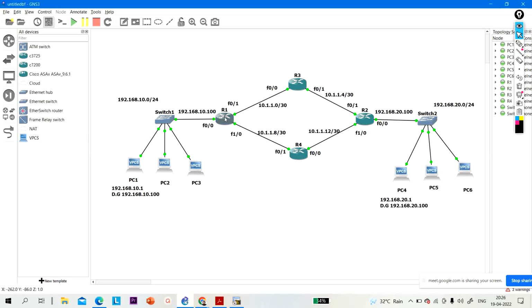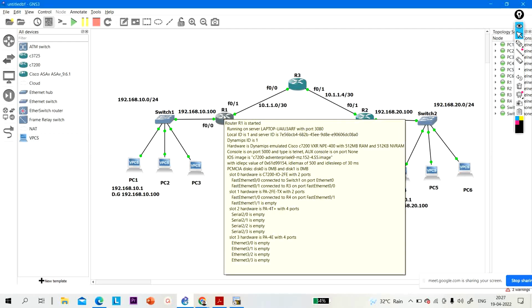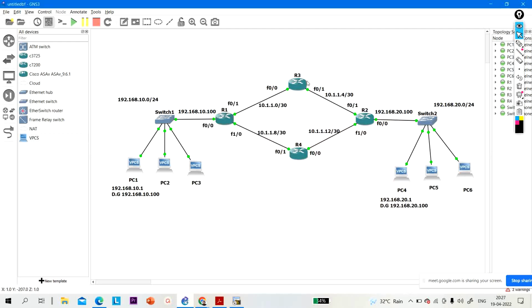Why not on R1? What will be the source? The source will be 10.1, the destination will be 20.1. The router will check its routing table. In the routing table, it will not find an entry, right? So how will R1 forward to R3? R1 will drop that packet itself. Okay, so we need to perform routing.